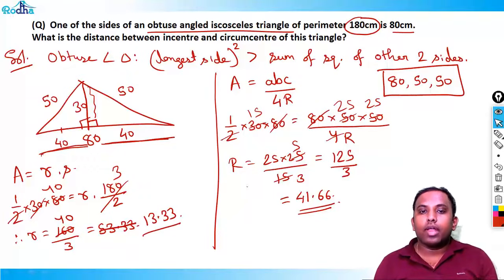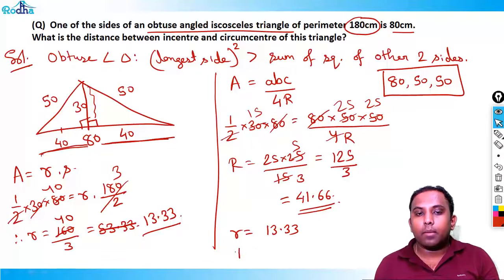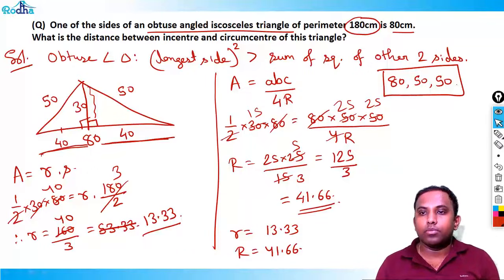We got capital R equal to 41.66. Now observe the situation here. We got small r equal to 13.33 and capital R equal to 41.66. We'll observe what this case is. See the next slide.